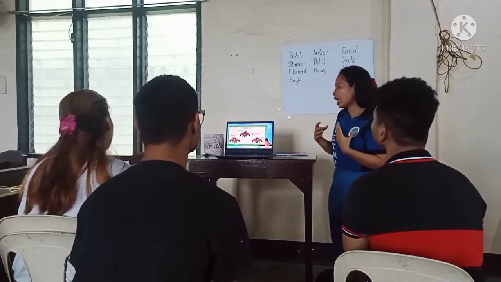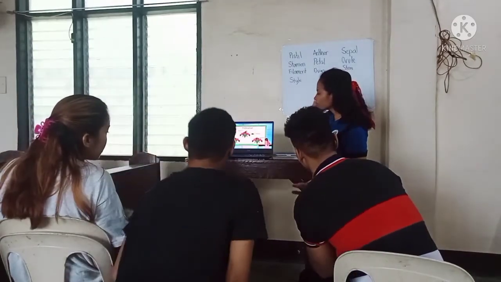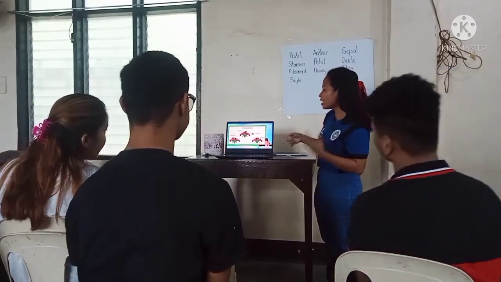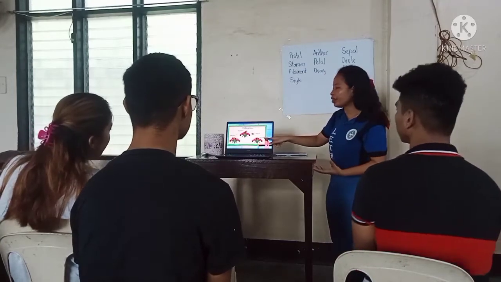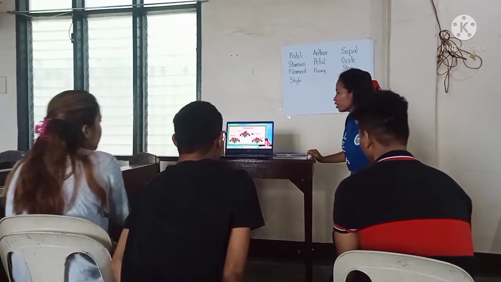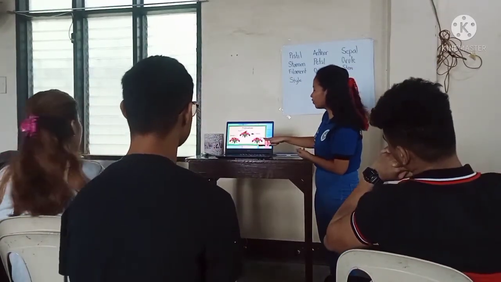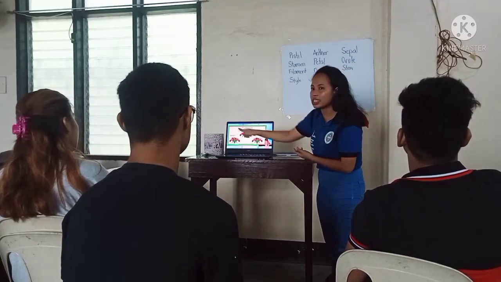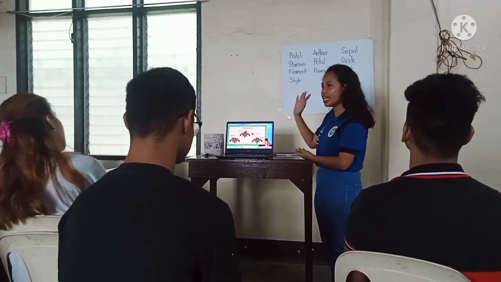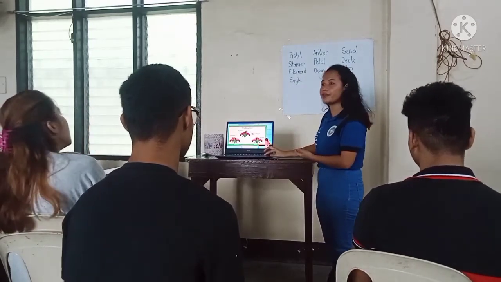Kaya pag umalis na siya, ano mangyayari, Ricardo? Pollinator moves to another flower. Yes. Kapag nag-move na siya sa another flower, what will happen next? Pollen is transferred to the stigma. Yes. So pollen is transferred to the stigma, and that is the process of pollination. Did you get it? Yes, ma'am. Is it clear? Yes, ma'am.